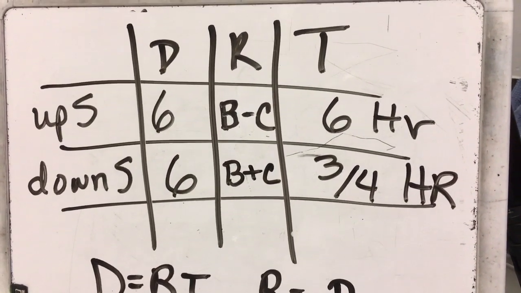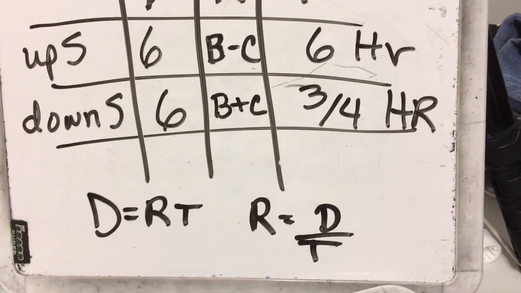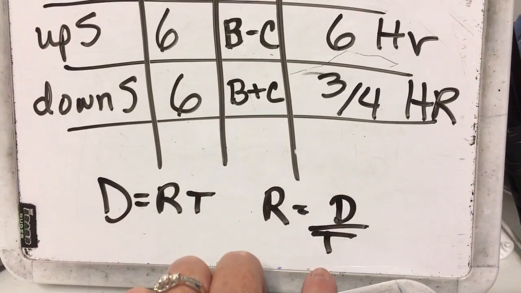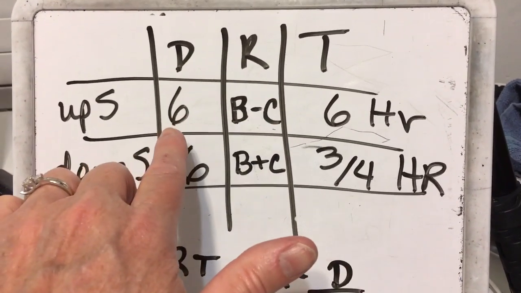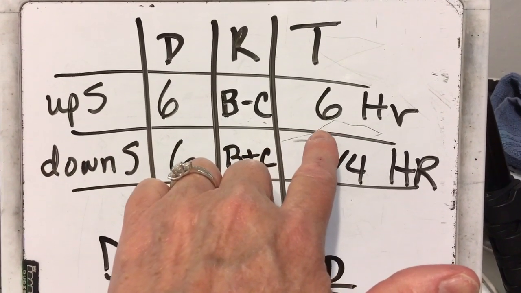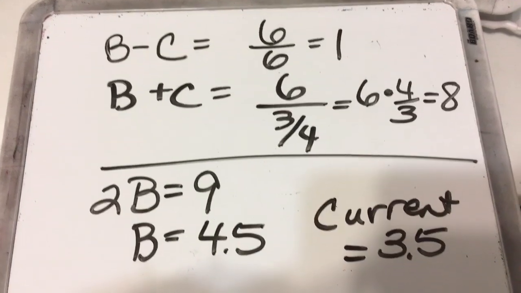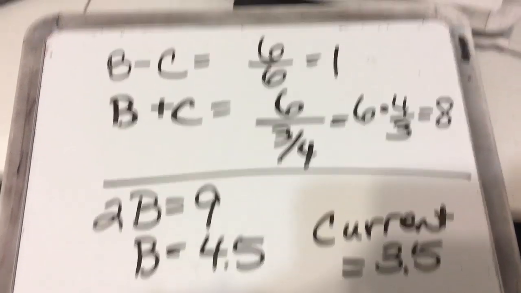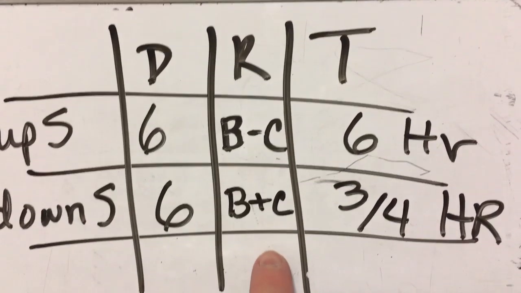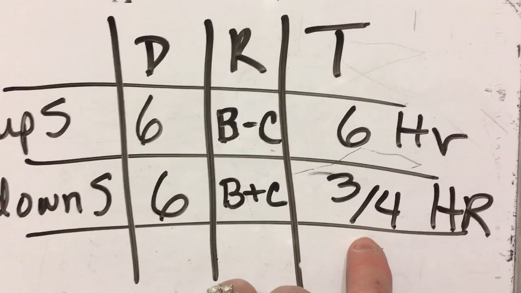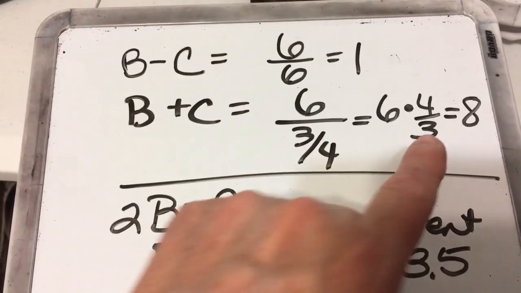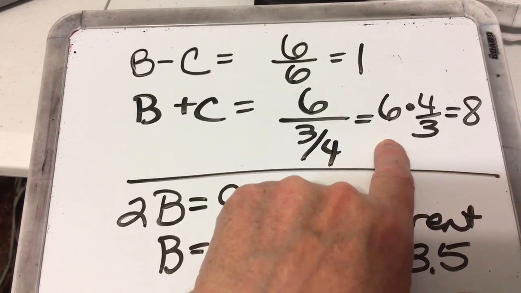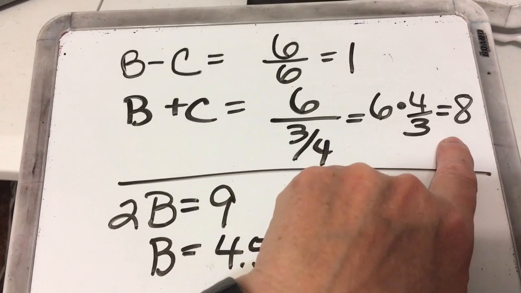Board 2 is taking this information here and saying, okay, well, rate is distance over time. So here, rate, which is B minus C, is going to be distance over time, which is 6 over 6, which is 1. So I get B minus C is 1. And then over here, B plus C is going to be 6 over 3/4, or 6 divided by 3/4, which is the same thing as 6 times 4/3. So I end up getting 8/3.